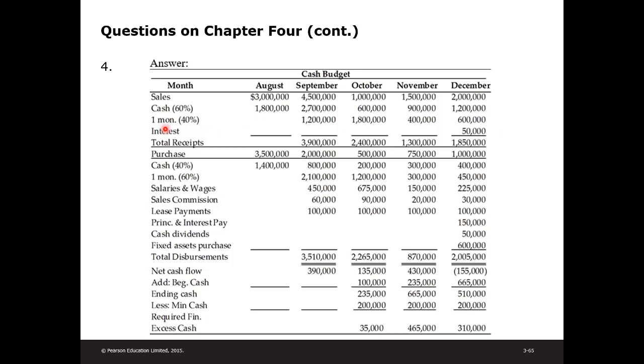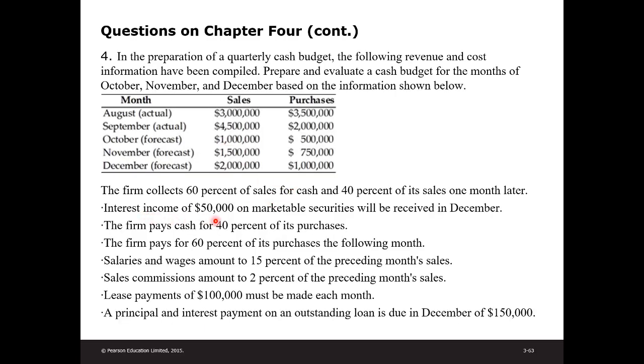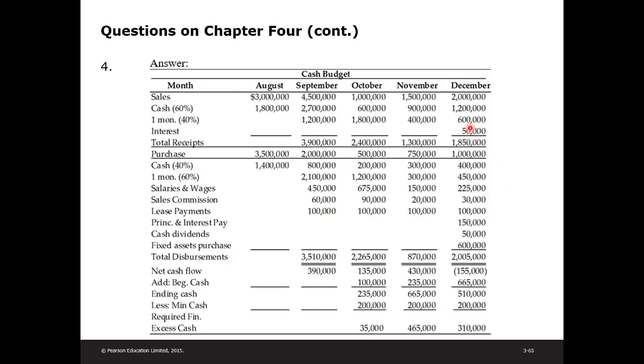And last in cash receipts, which is the interest here. As we are told here, we have an interest income of $50,000 received in December, so it will be accounted in December. So in order to calculate the total receipts, we will sum up all these numbers together to come up with the total receipts for each month. Next, we will calculate the purchases. Here we have the amount of purchases each month as follows.